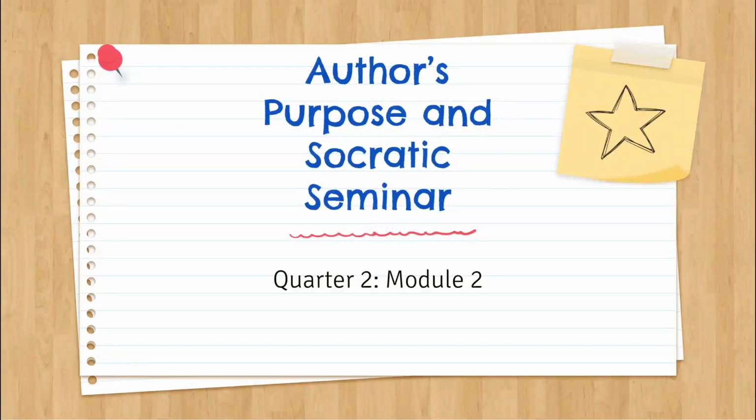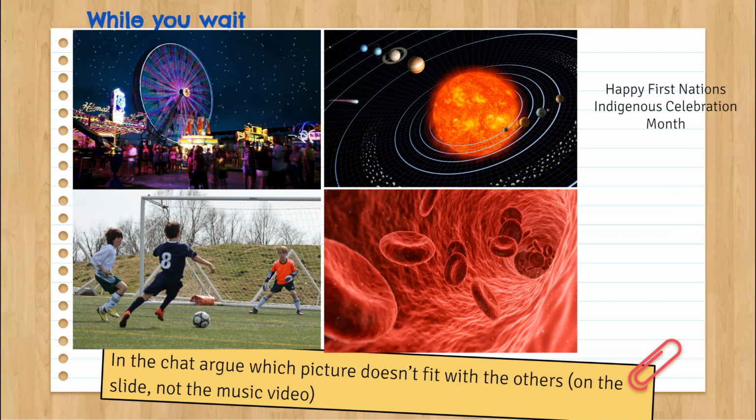This is an overview of our virtual class that we had during week 2. We focused on author's purpose in Socratic seminar. Before we started class, we went ahead and looked at these 4 images to practice the thinking that we were going to engage in for the rest of the class time.